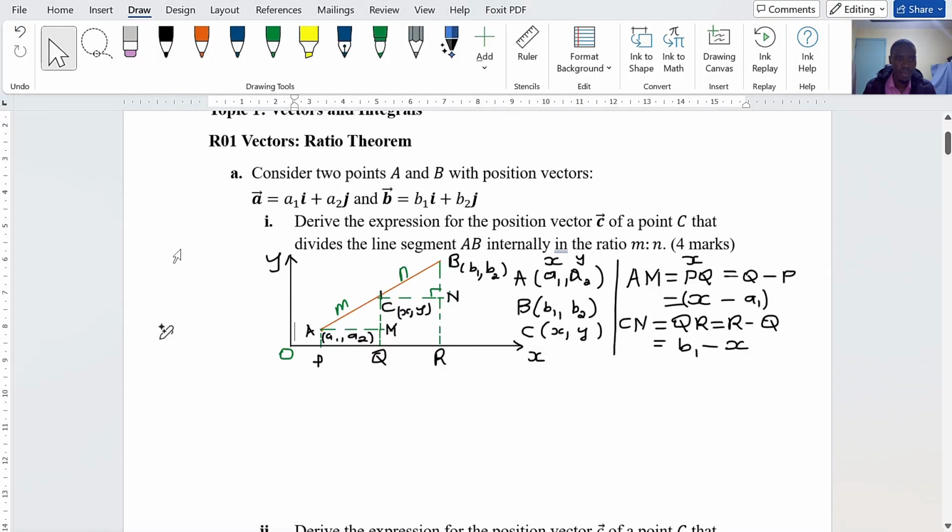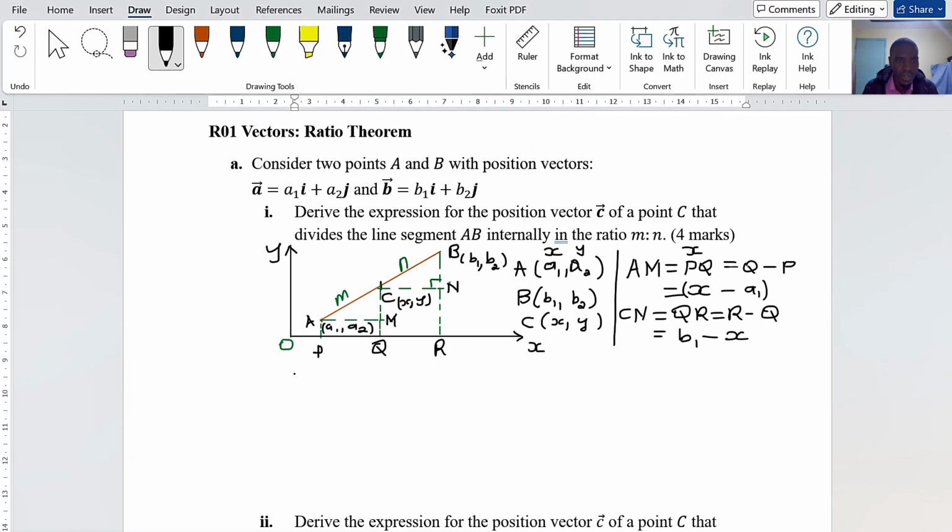Now let's do the same for Y very quickly. For Y, the vertical distance we need is CM. If you look at CM, it is the same as CQ, which is the total vertical distance minus MQ. So CQ minus MQ. Now our CQ vertical position is Y, the total distance, and our MQ is A2, the Y coordinate of A, which is A2.